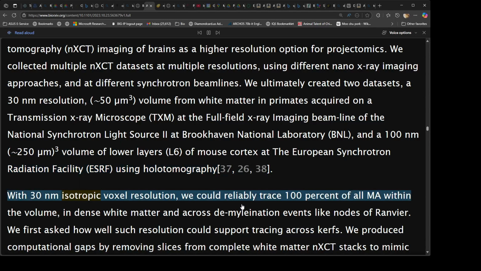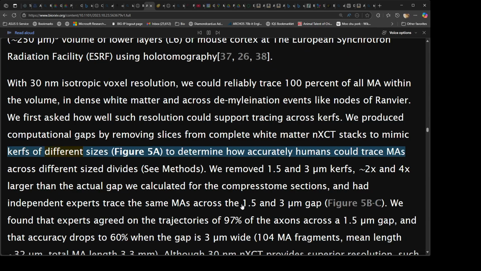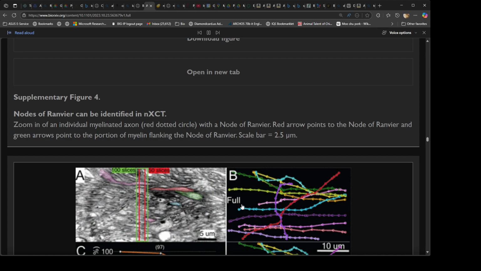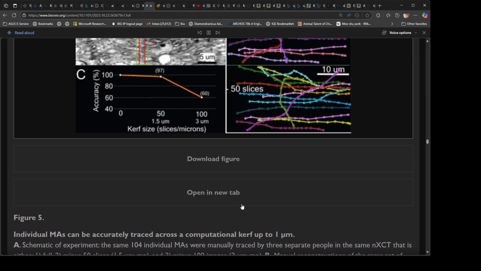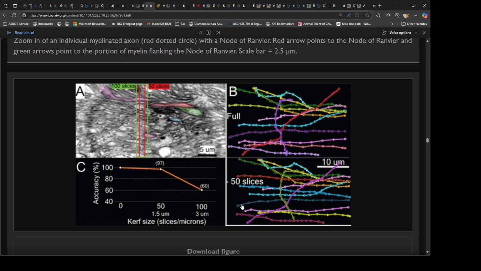With 30 nanometer isotropic voxel resolution, we could reliably trace 100% of all MAs within the volume in dense white matter and across demyelination events like nodes of Ranvier. We first asked how well such resolution could support tracing across kerfs. We produced computational gaps by removing slices from complete white matter NXCT stacks to mimic kerfs of different sizes, Figure 5a, to determine how accurately humans could trace MAs across different sized divides. We removed 1.5 and 3 µm kerfs, ~2x and 4x larger than the actual gap we calculated for the compressed tome sections, and had independent experts trace the same MAs across the 1.5 and 3 µm gap.